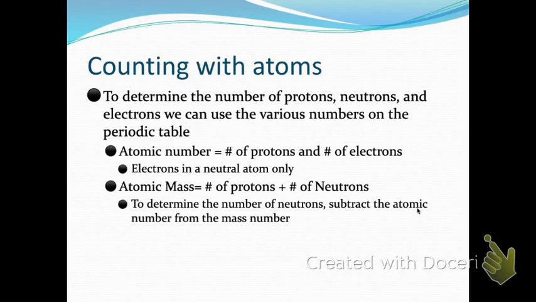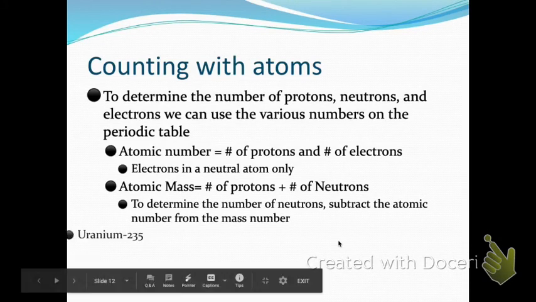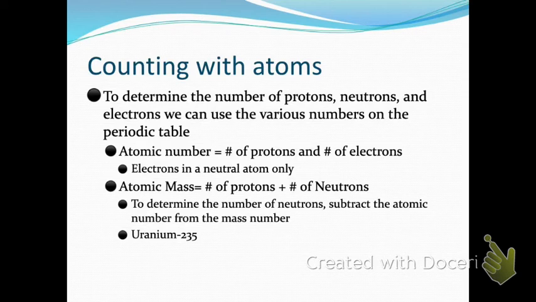Atomic mass is protons plus neutrons. So if I want to find neutrons, I would take atomic mass minus atomic number. I think that's something we should know how to do already. Tell me how many neutrons are in uranium-235. Find uranium on the periodic table. 235 means that's the atomic mass I want you to use.